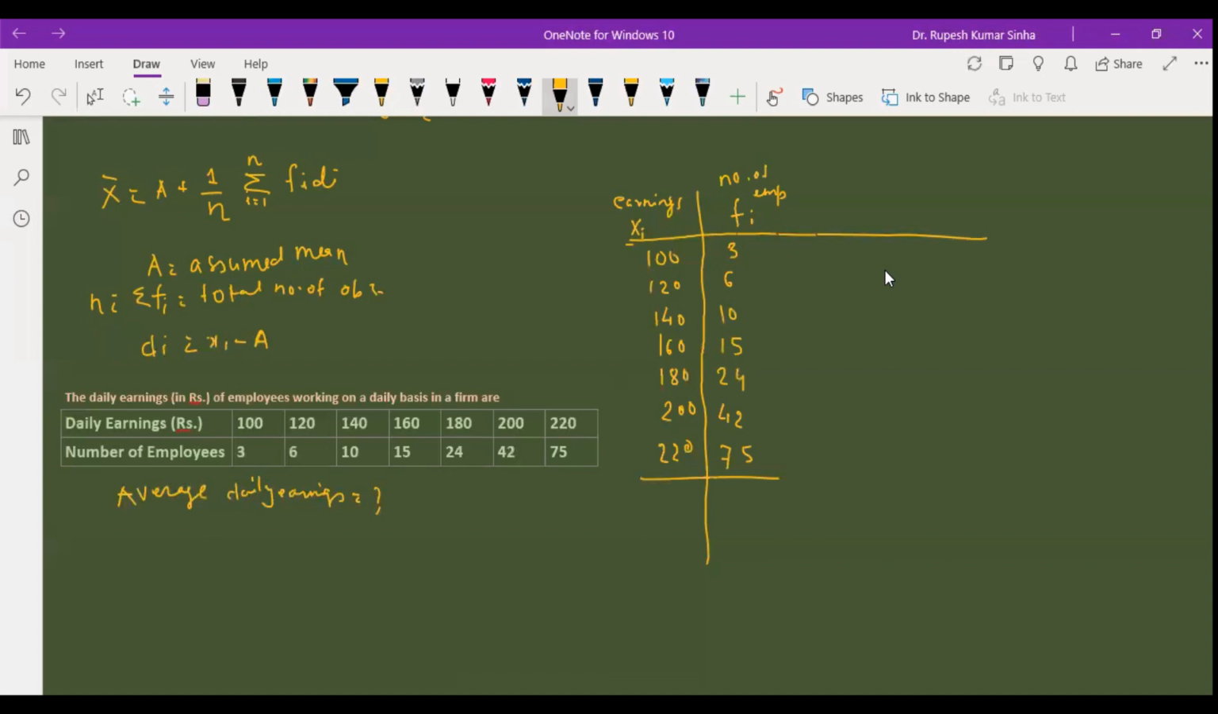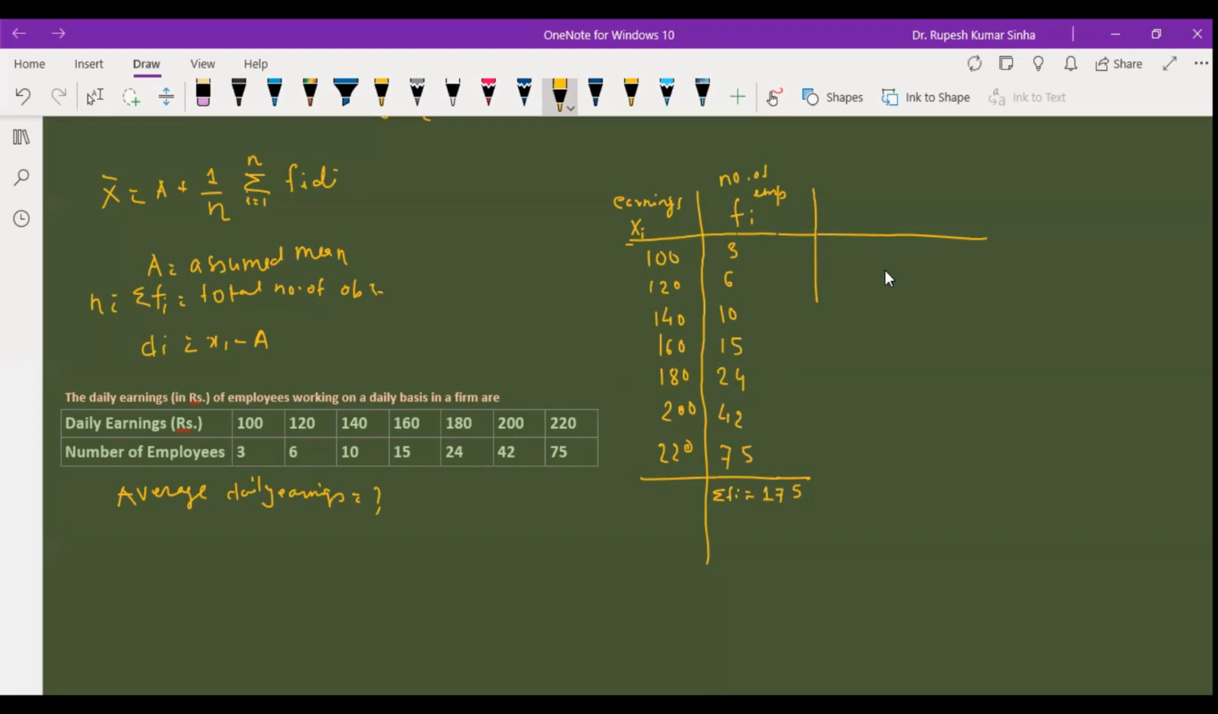So we need the summation of all Fi because this is nothing but our total number of observations. So summation of Fi, if we add all these numbers, we are going to get 175. We need this information because we need to keep it in our formula, that is, we need it for n. So that's why we have added it.